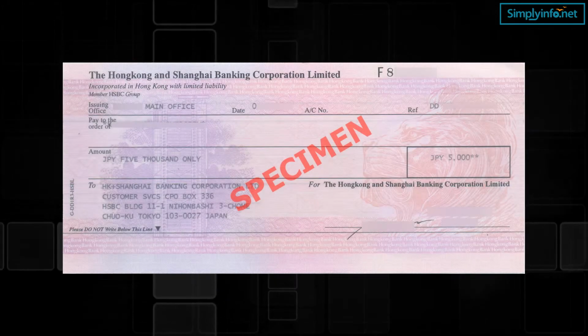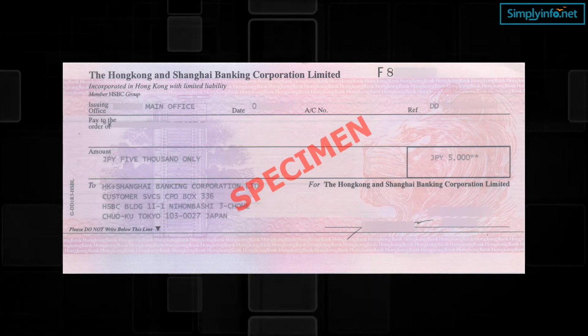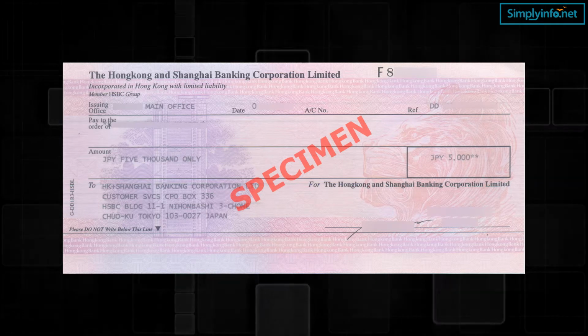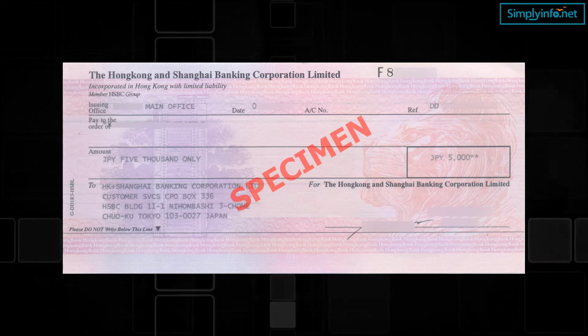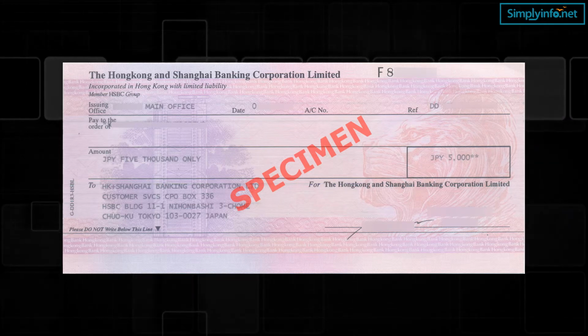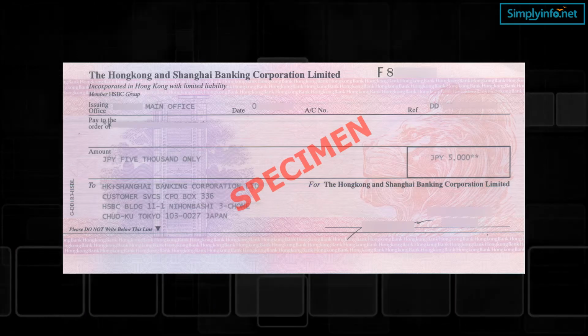Demand drafts are popular because they can only be paid to the drawee. While the instrument is normally prepared in Indian currency, the draft can be prepared in foreign currency as well. As there is no risk of non-clearance of a demand draft, it is a preferable option for sending payments abroad.